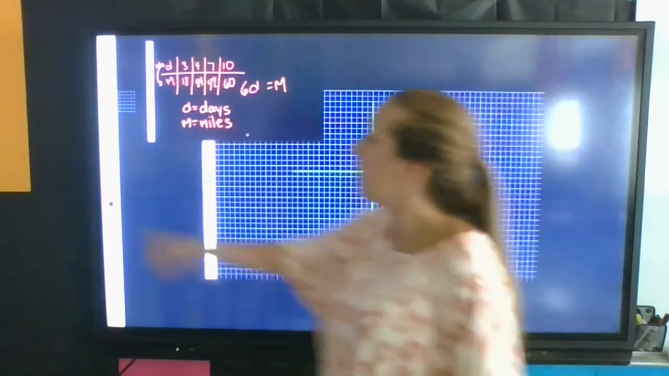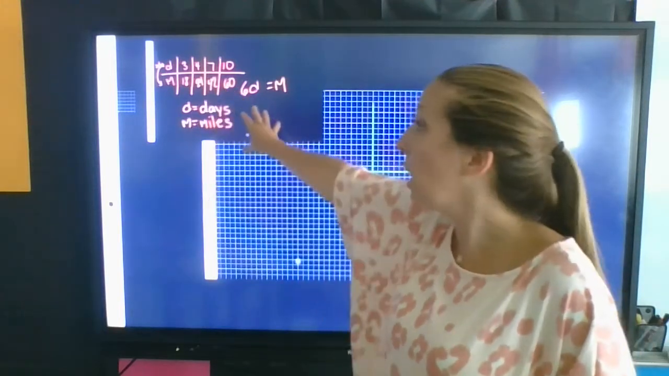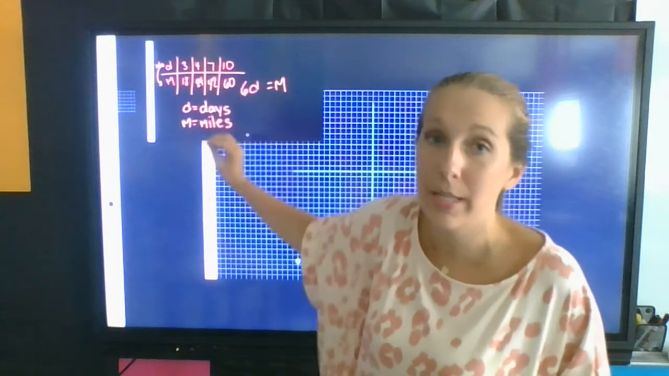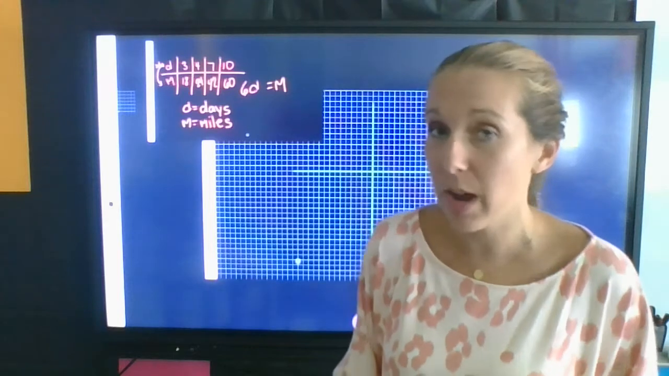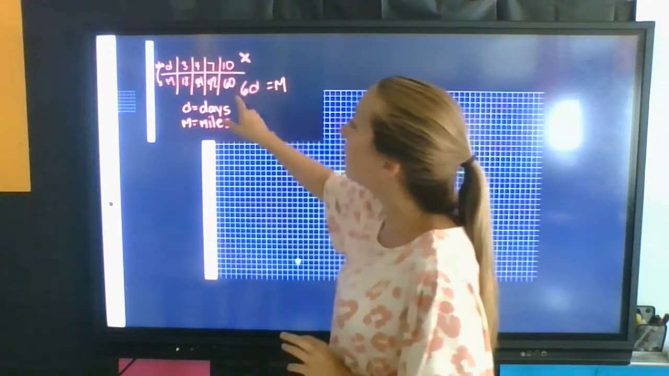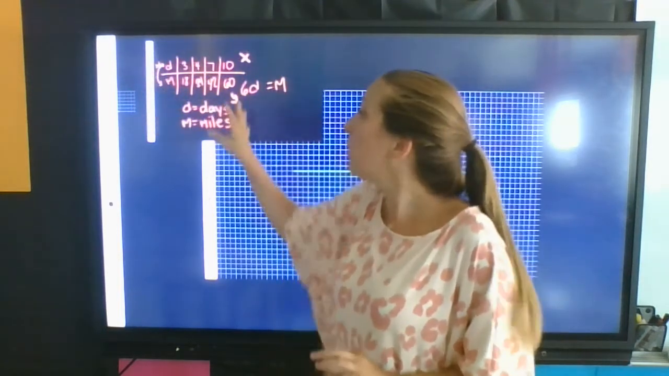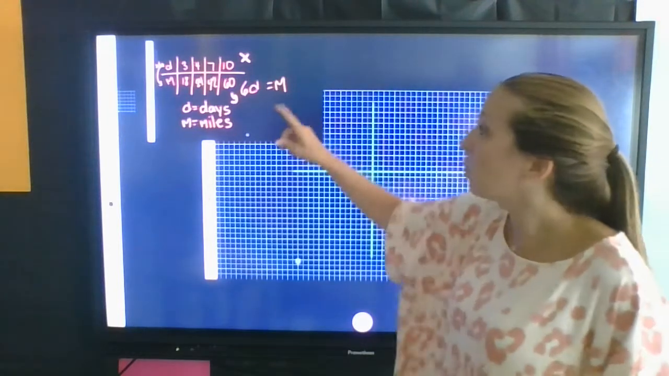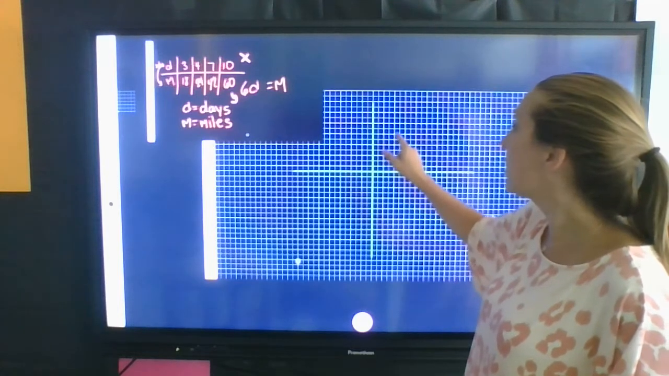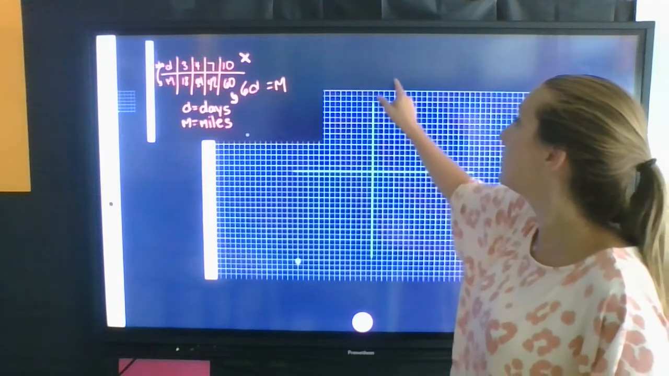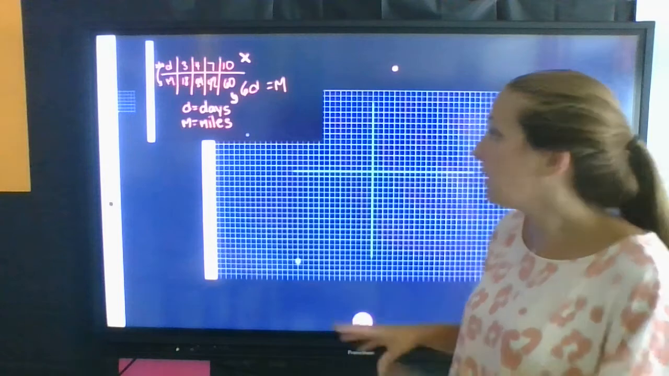All right, so in this graph, remember, our D in this problem is going to be our independent because the amount of miles is going to depend on how many days we ride. So this is going to be our X and this is going to be our Y. Our days is going to represent our X-axis. The M is going to represent our Y-axis. So we're going to use that as ordered pairs. We're going to go right 3, 1, 2, 3. Up 18. 1, 2, 3, 4, 5, 6, 7, 8, 9, 10, 11, 12, 13, 14, 15, 16, 17, 18. It's going to be somewhere up here. It ran off the screen, and that's okay.